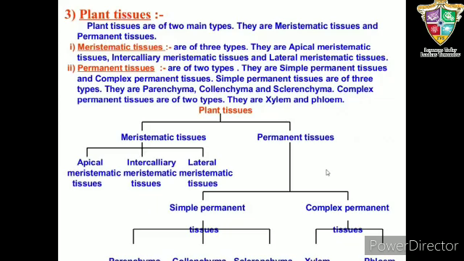Permanent tissues are of two types, simple permanent tissue and complex permanent tissue. Simple permanent tissues are again of three types: parenchyma, collenchyma and sclerenchyma. Complex permanent tissues are of two types: xylem and phloem.